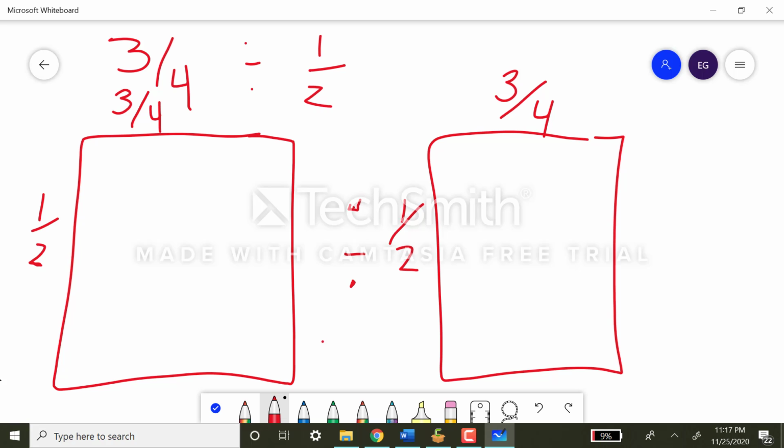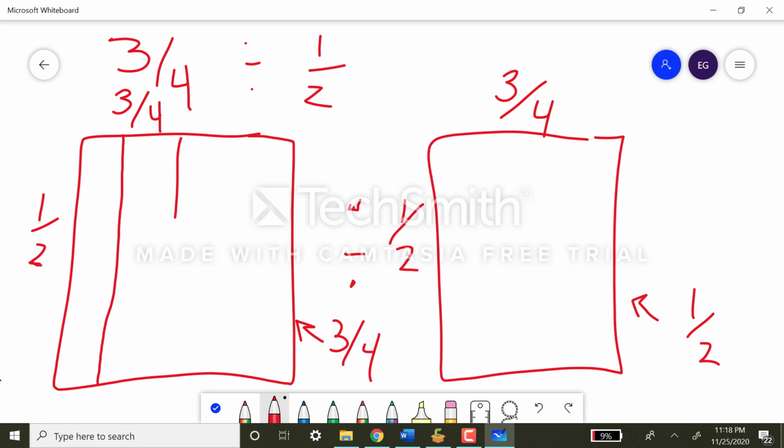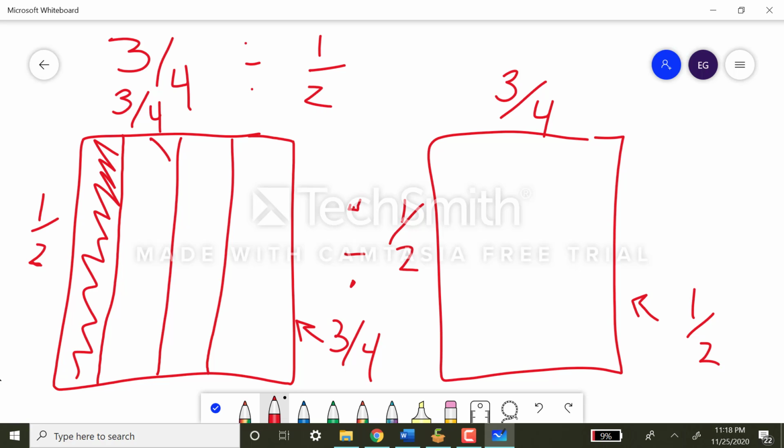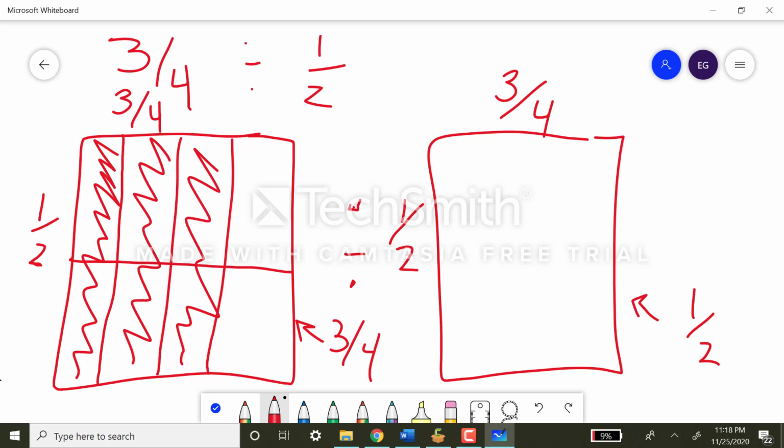I'm going to designate this square to represent 3/4 and this square to represent 1/2. So our first step is we're going to divide the square into fourths. So 1, 2, 3, and 4. And we're going to color in 3. So 1, 2, 3. Next, we're going to divide the square in half. But this is our square that's representing 3/4, so we're going to only circle our 3/4.